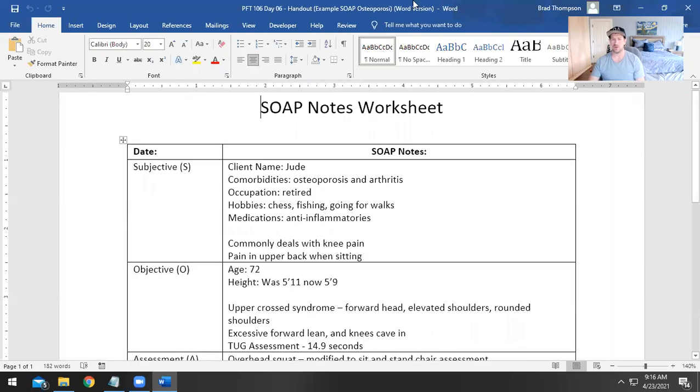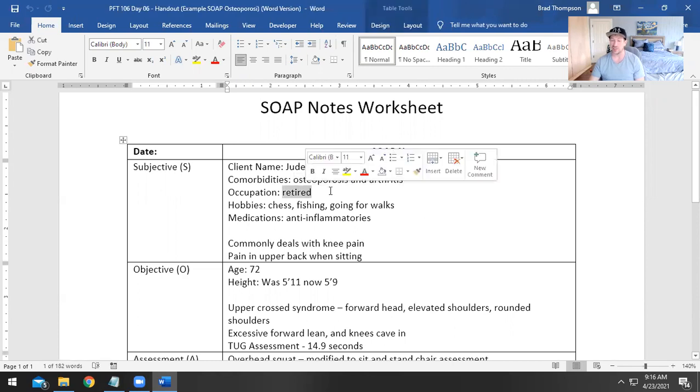So if we're looking at our SOAP notes here, we've got our client Jude. The comorbidities that they are dealing with are osteoporosis and arthritis. They are retired. Hobbies include chess, going for walks, and fishing. So kind of your classic retired life here.